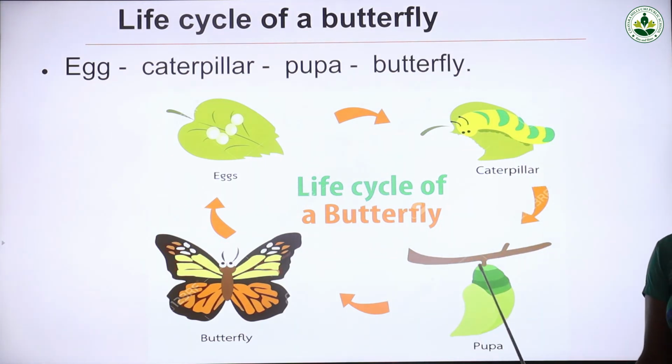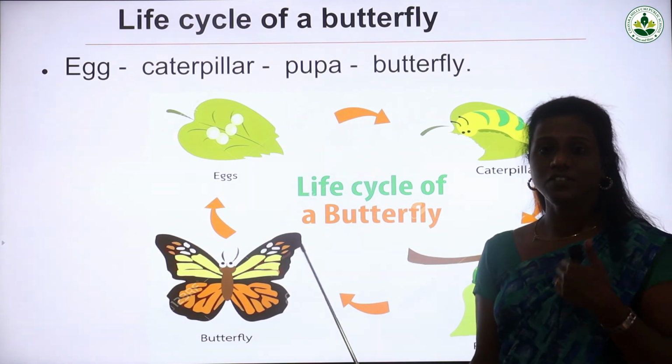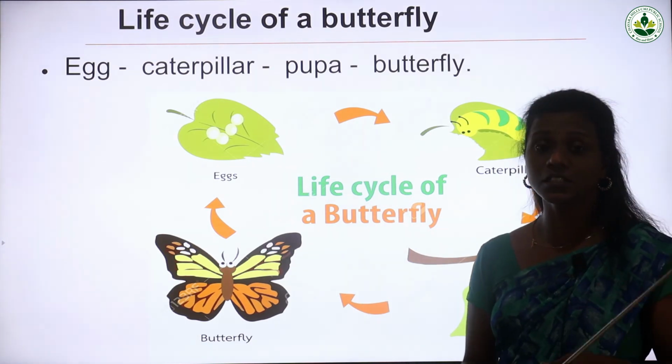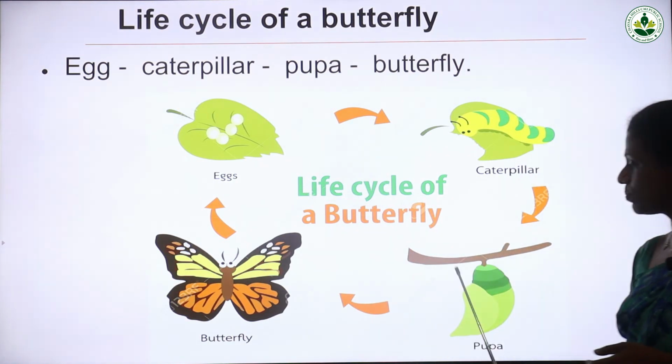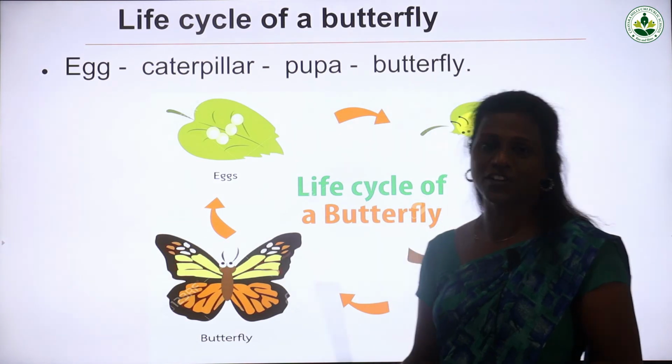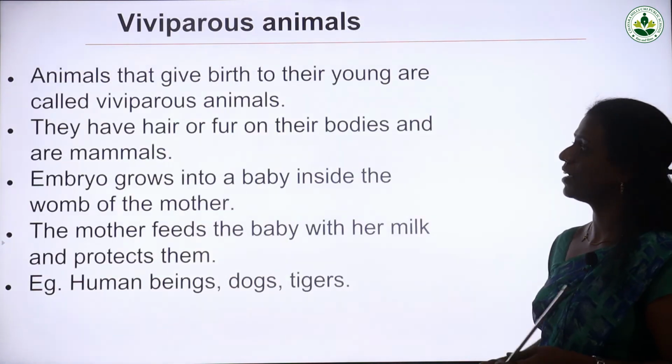And the caterpillar will make a covering by itself, and it will sit inside this covering, and this stage is known as pupa. After several days it will come outside as a butterfly. That is the life cycle of a butterfly.